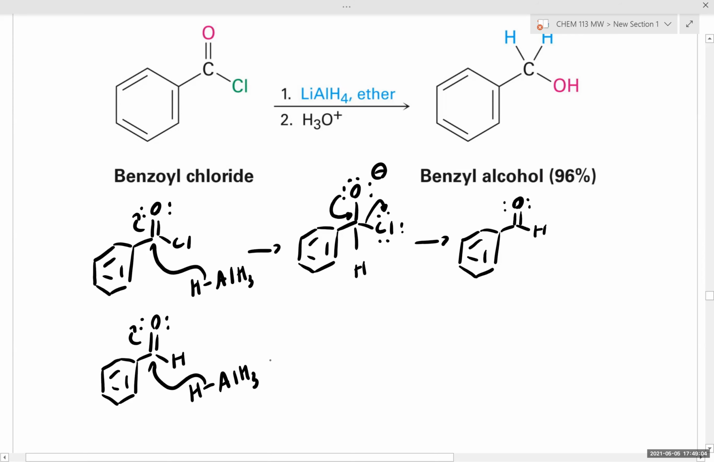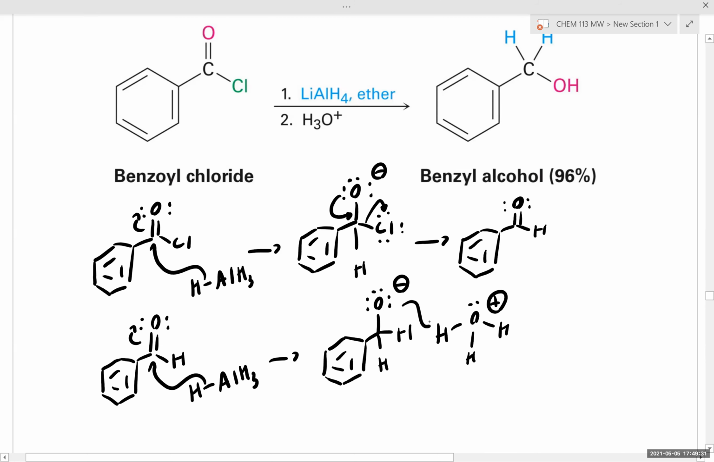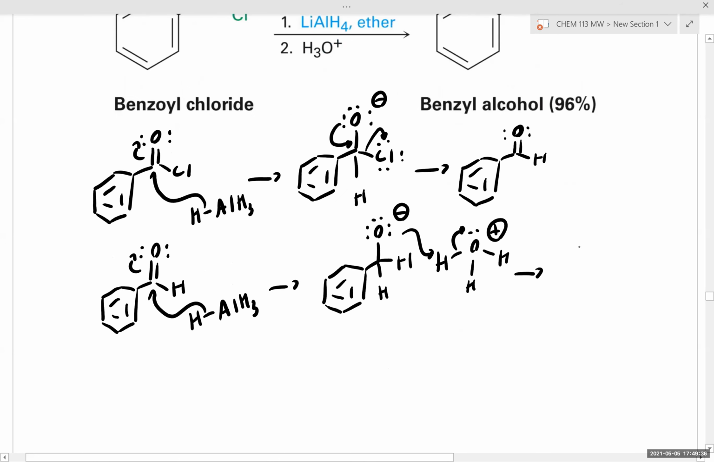Generally, it's preferable to go through an ester rather than directly reducing an acyl chloride, because typically this reaction is quite vigorous as you have a very strong electrophile reacting with a very strong nucleophilic reducing agent. So, treatment of acyl chlorides with lithium aluminum hydride gives the corresponding alcohol.